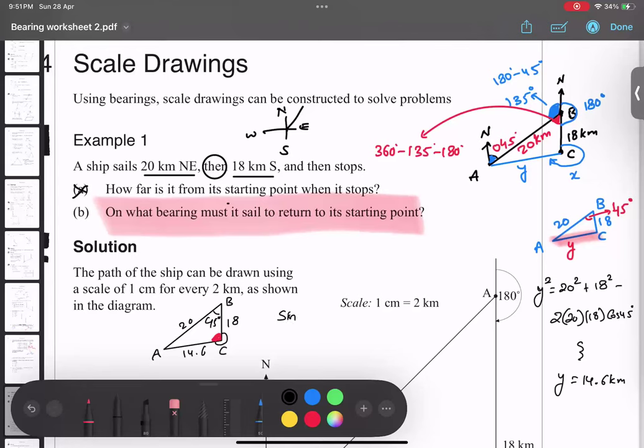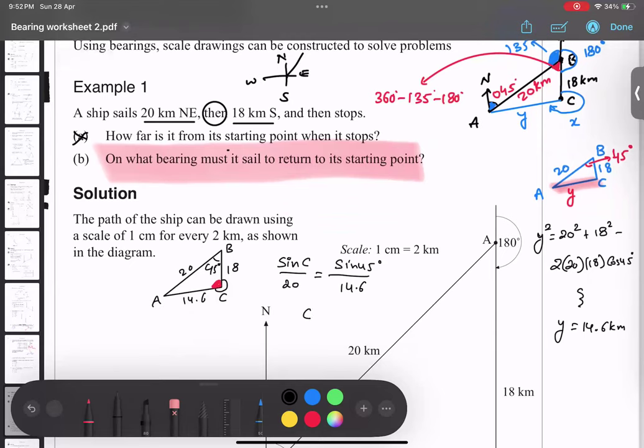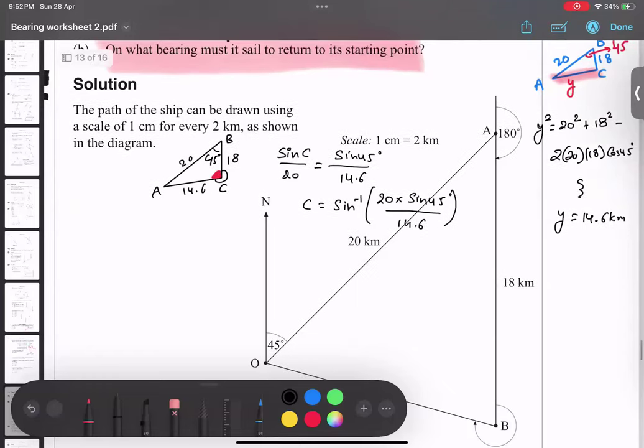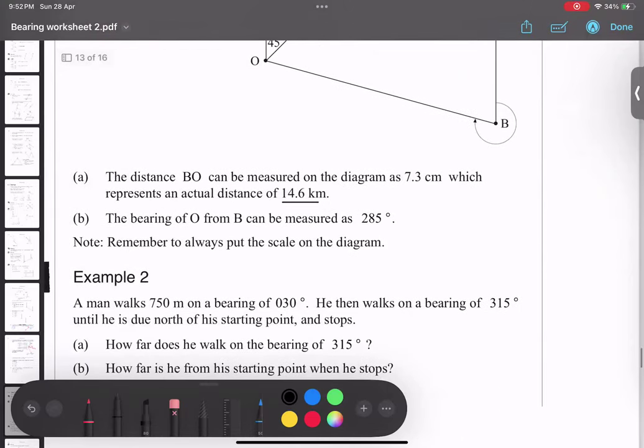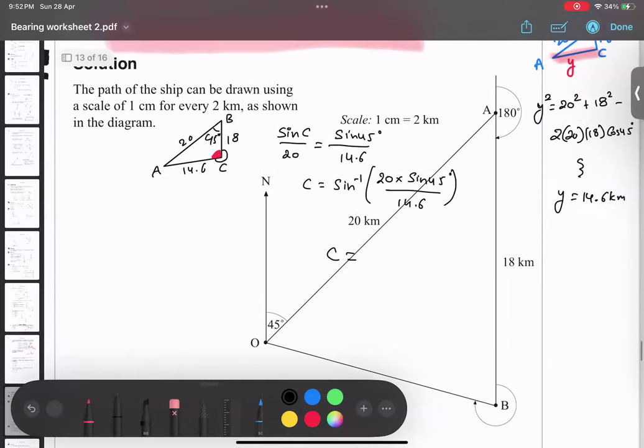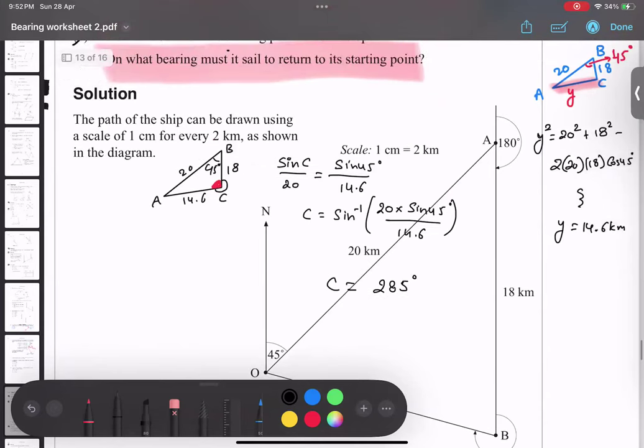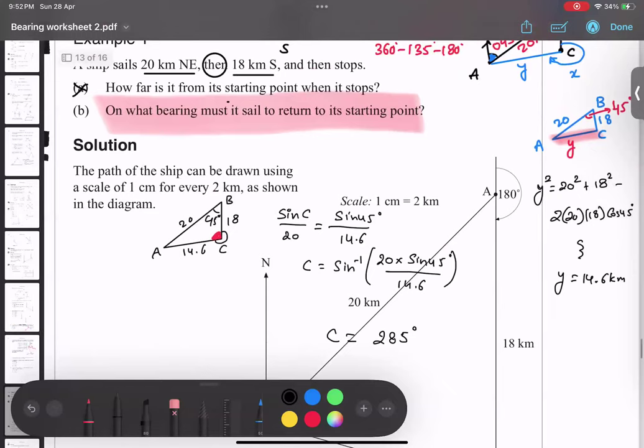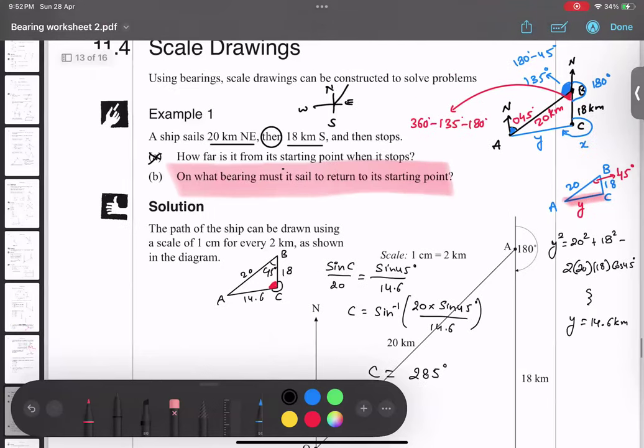So I will use sine C upon 20. And what angle is given? 45 is given. Sine 45 degrees upon 14.6. After solving this, C equals sine inverse of 20 multiplied by sine 45 degrees upon 14.6. So when you solve this, C value would be 285 degrees. Any doubt in this question? No, sir. That's it. Please copy this.